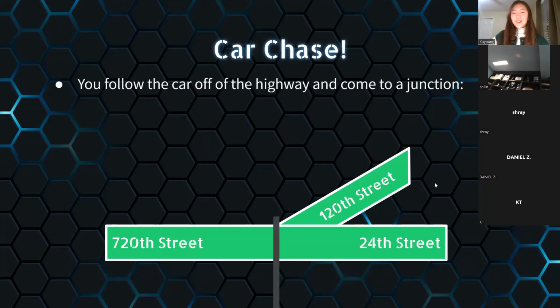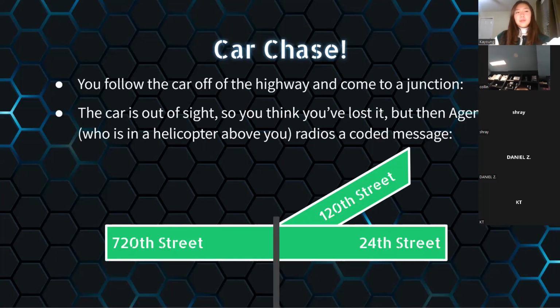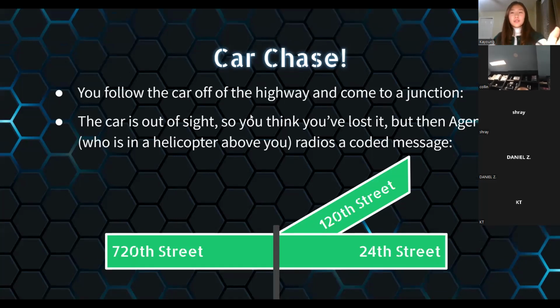So you follow the car off the highway and come to a junction. So these are your three options, okay? The car is out of sight, so you think you lost it, but Agent, what does that say? Can't see. Agent Ruth is in a helicopter. Oh my gosh, who said that? Radios a coded message because, you know, Adder's smart. He might be listening in on your communication. So it needs to be coded.